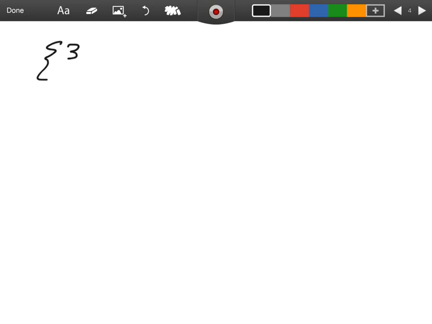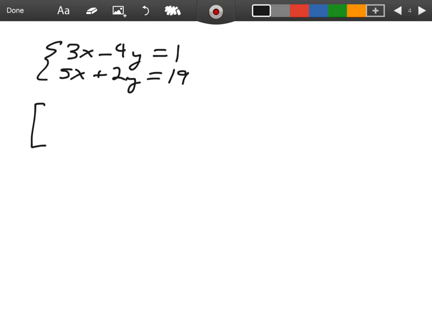Let's say I have the system 3x minus 4y equals 1 and 5x plus 2y equals 19. If we put it into a matrix, that's 3, negative 4, 1, 5, 2, 19. Just like with elimination with a system, we want to get rid of this entry. We want that to be a 0. So we're going to do basically the same method, but I'm going to make the notation a little different here.